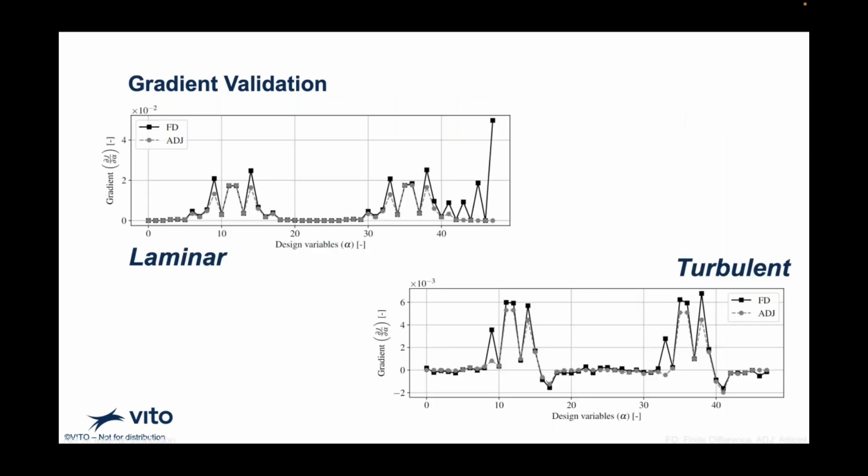Obviously, we are interested in optimization. We are not going to just stop at analysis. This is the gradient validation plot for the laminar and the turbulent source terms. And you can see they match for most of the points. There are some outliers, but that's because I just ran finite difference with just one finite difference step.